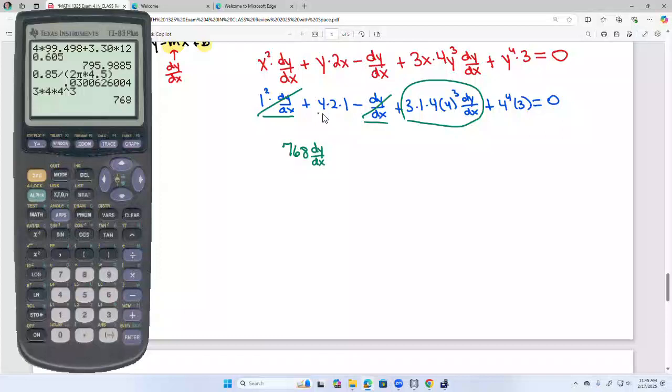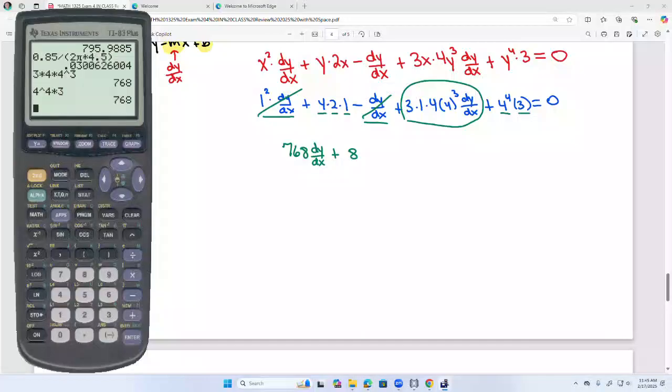And then here I have 4 times 2 is 8, times 1 is still 8. And here I have 4 to the fourth times 3. I'm going to use my calculator on that one. So I'm going to have 4 to the fourth times 3. And that is also 768. Equals 0. Combining those two, I get 876. Just kidding. I get 776. Oh man, it's been a day. Let me add those together.